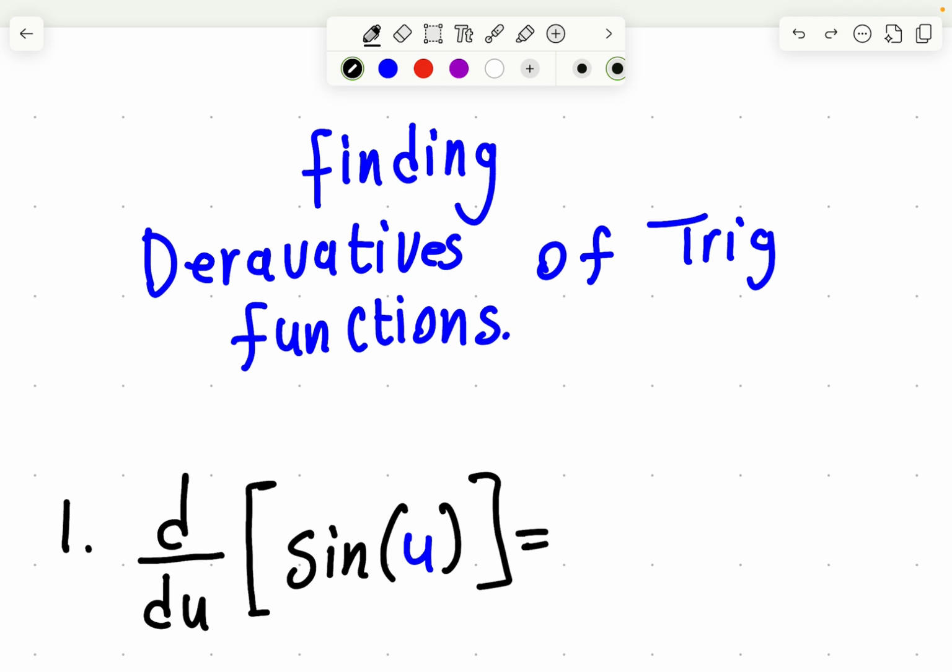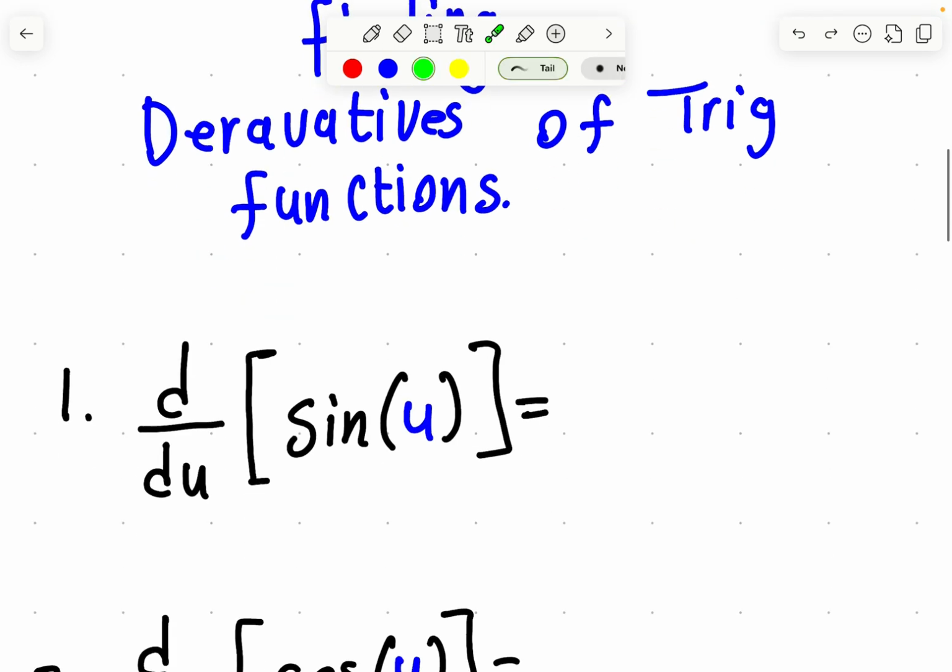So today we're going to be finding the derivatives of trig functions. So the first trig function that we have is sine u. So what is the derivative of sine u?